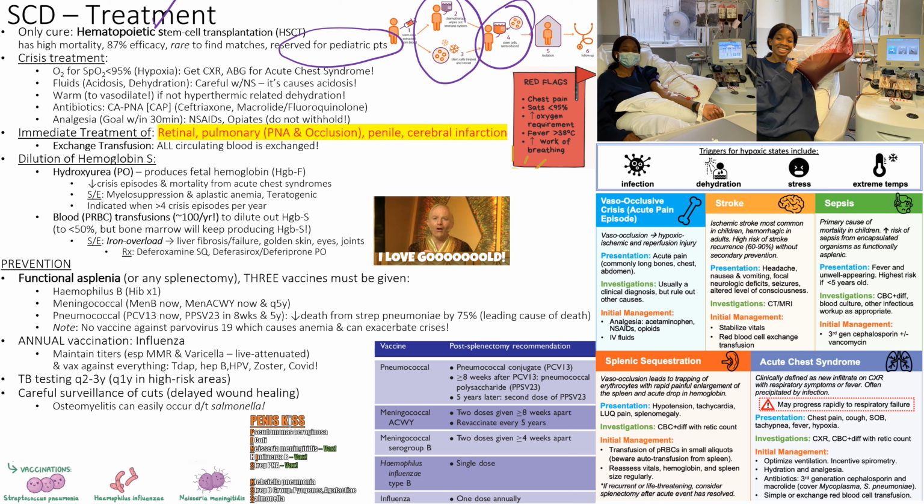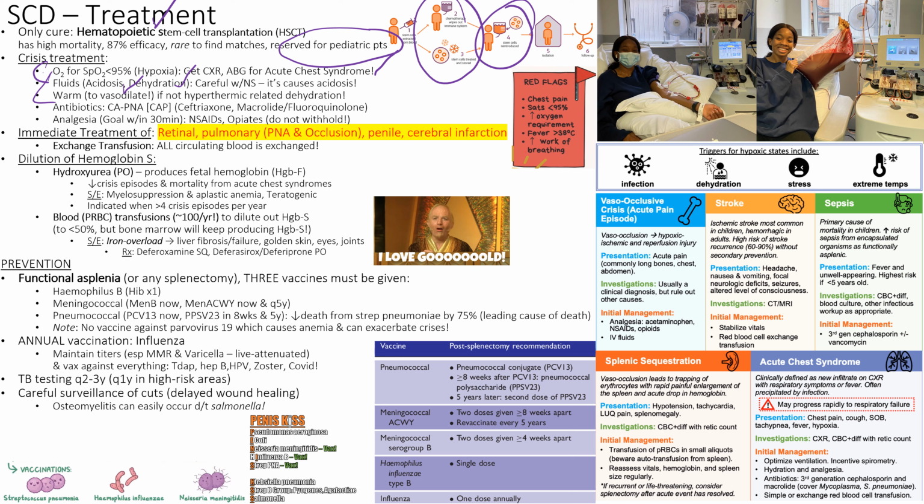Okay, so crisis treatments. So obviously we got to fix hypoxia, fix acidosis, fix dehydration. So that's what we're going to do. O2 sats low, give O2, right? Get a chest X-ray. ABG will tell you what? It'll tell you what the SpO2 is, but it'll also tell you what the PO2 is, right? It'll tell you if they are hypoxic or hypoxemic, to see if they have acute chest syndrome. Give fluids. That'll fix acidosis and dehydration.